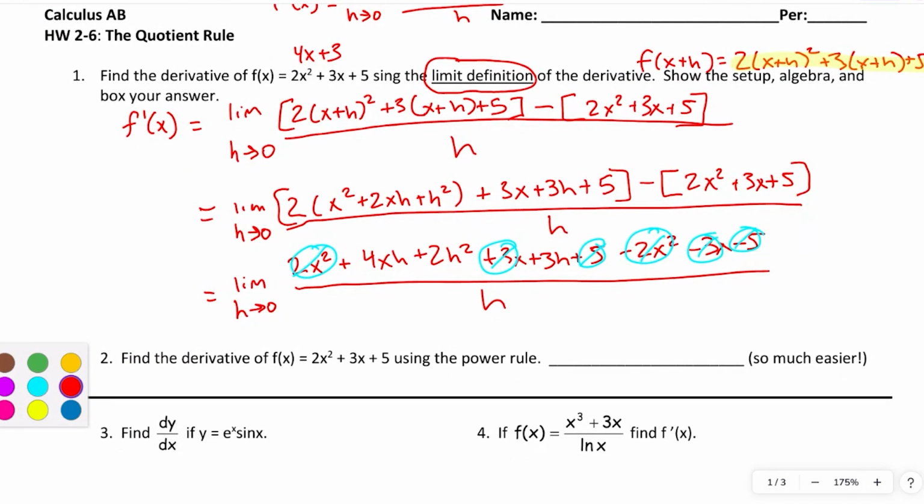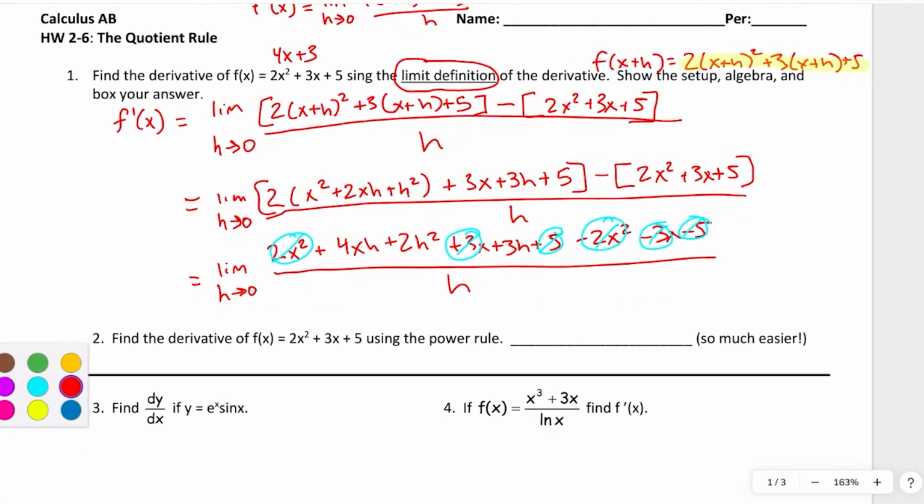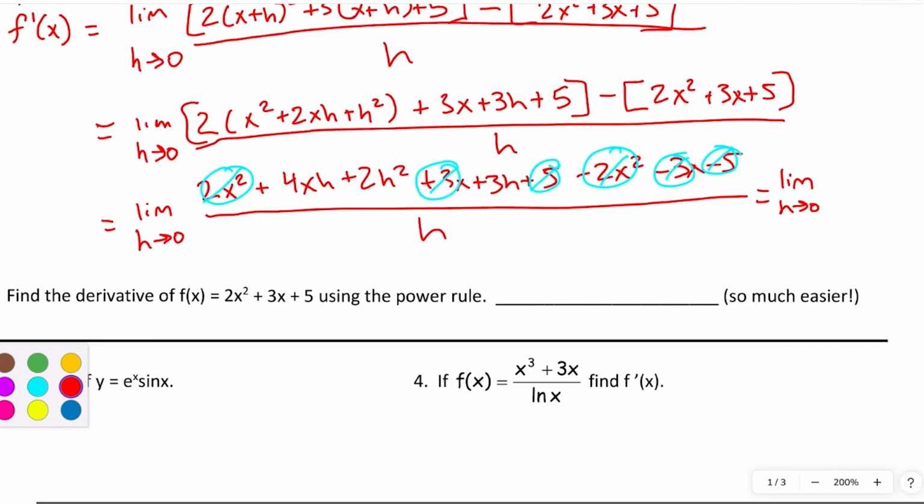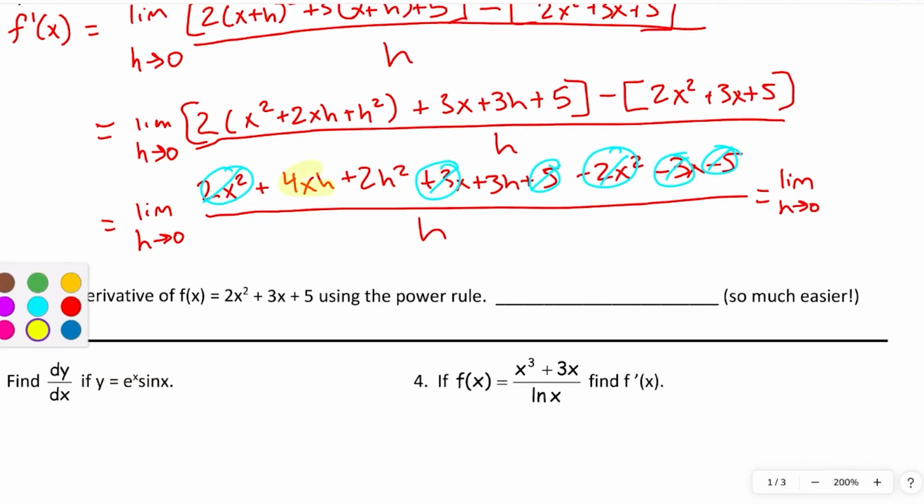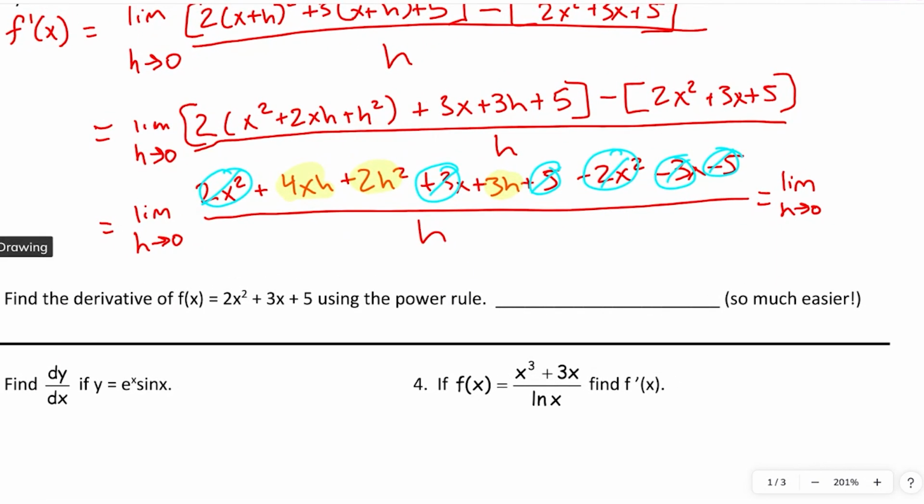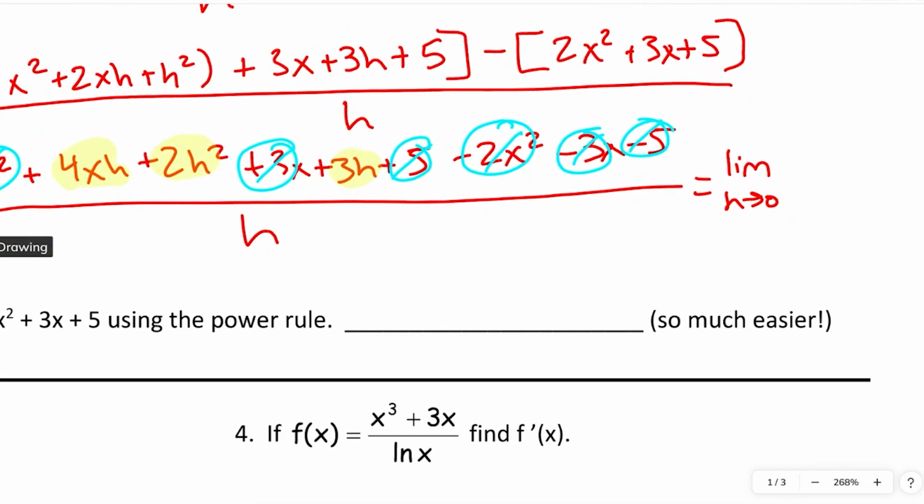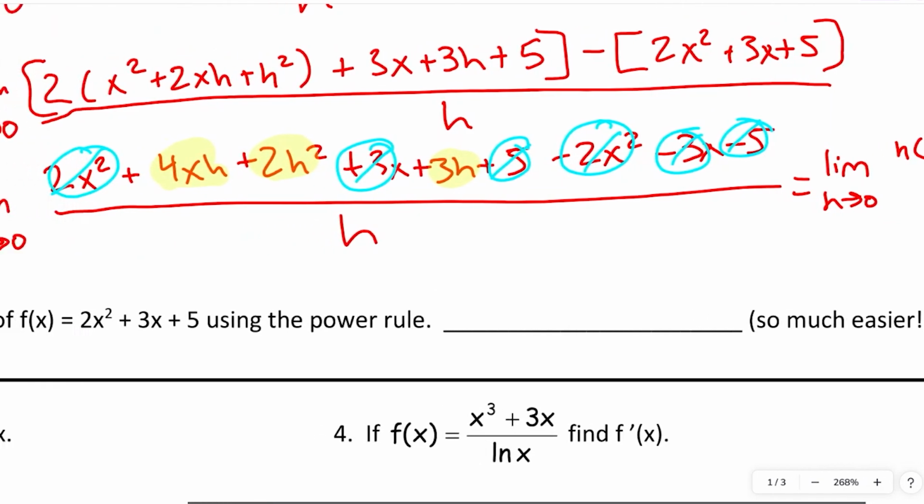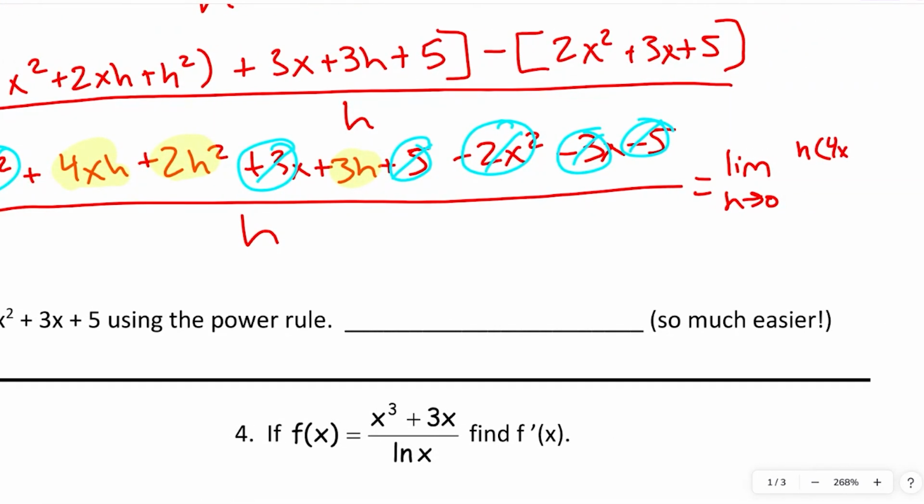So I'm kind of running out of room here. That's kind of the problem with this limit definition, is it just takes a lot of space. So this is going to equal the limit as h approaches 0. And I'm going to factor out an h out of that numerator. Notice how each one of these terms has an h. So I can factor that out as a GCF. So yeah, this will be h times, did I miss anything? Nope. 4x plus 2h plus 3 all over h.